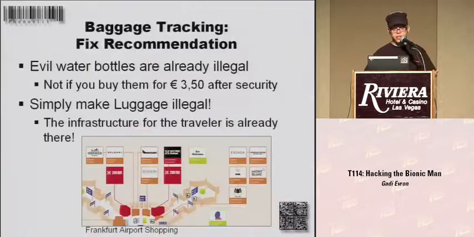So, recommendation, I mean, they made water illegal in flights. They can actually make luggage illegal as well for security and anti-terror reasons. Because the same concept as with the water is going to apply here. You buy a bottle of water before you go to the airport, it's like $1. You buy it at the airport, it's like $5. They can do that with luggage too. I don't see why we should be allowed to have luggage for security reasons.